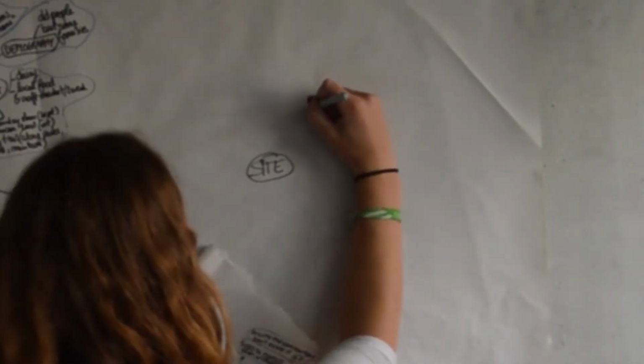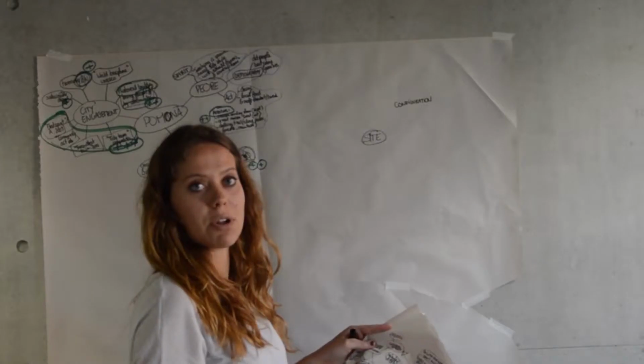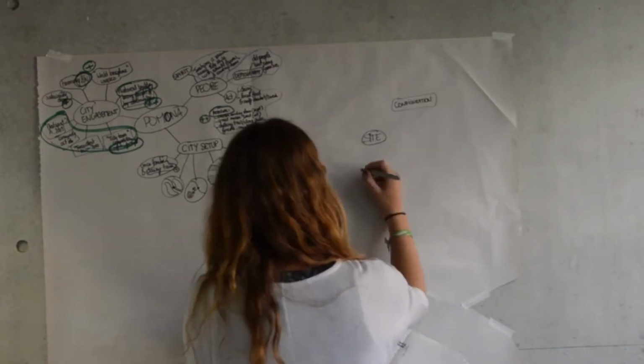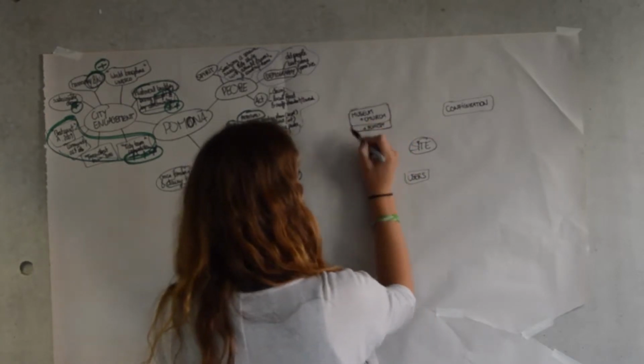So I focused on three dimensions. The site configuration, which is about what has been observed and what conclusions we can take from that. The users, and the relation between the museum and the church. So the three key elements of the site, basically.